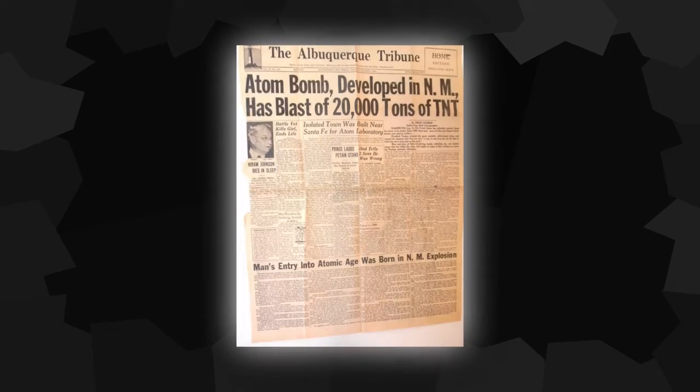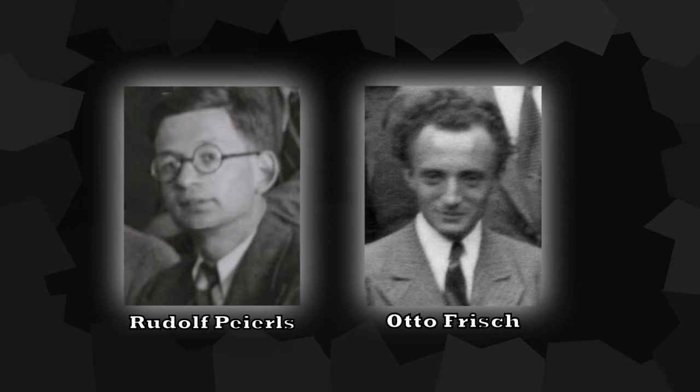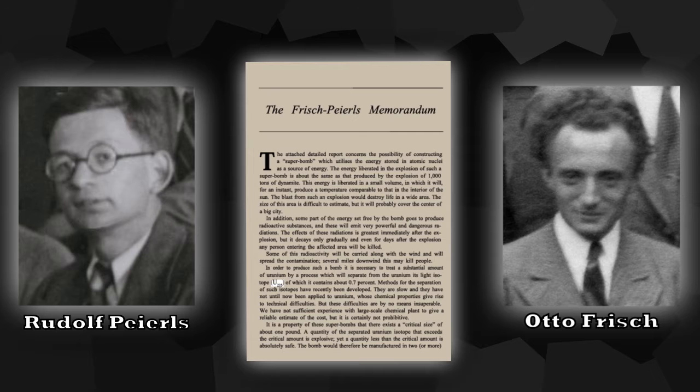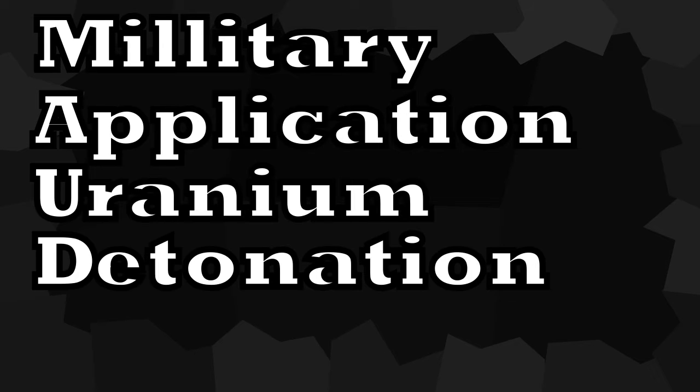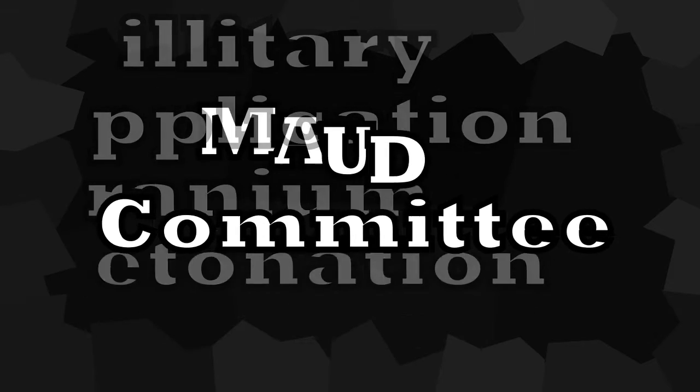It wasn't even known for certain if this superweapon was truly possible, but a report by scientists by the name of Peierls and Frisch, appropriately named the Frisch-Peierls Memorandum, helped push the government to further support development for the nuclear bomb. However, the greatest breakthrough for the project was a report from Britain to the United States released by the Military Application of Uranium Detonation Committee, also known as the MAUD Committee.